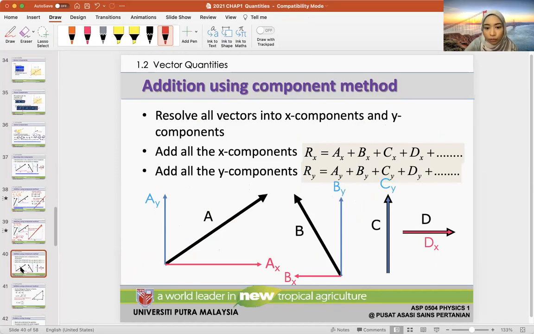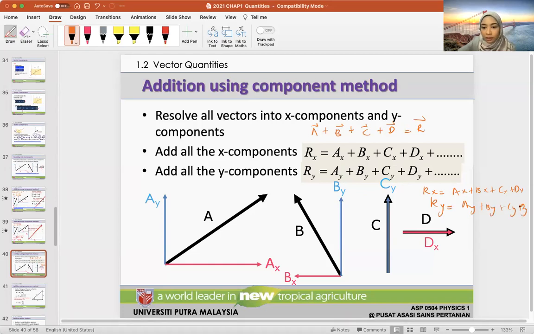So what if we have 4 vectors. Just now we talked about 2 vectors. What if we have 4? So it's similar. We want to find out what is the addition of A vector plus B vector plus C vector plus D vector. What is the resultant vector? Same thing. So Rx is equal to Ax plus Bx plus Cx plus Dx. I sound annoying, but this is what it is. Ry is Ay plus By plus Cy plus Dy.